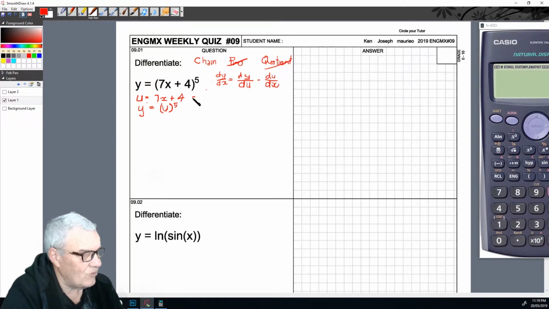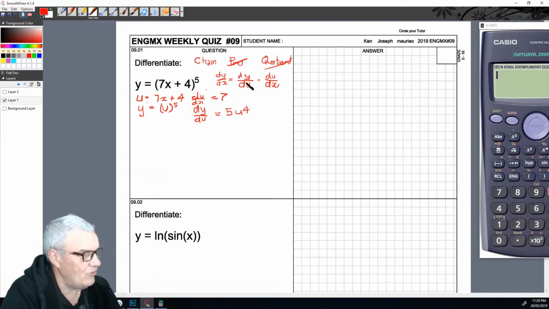Okay, so now we can say du by dx equals 7, just differentiating that, the 4 disappears, so that's 7. And then we can say dy by du equals 5u to the power of 4. So we've got those.